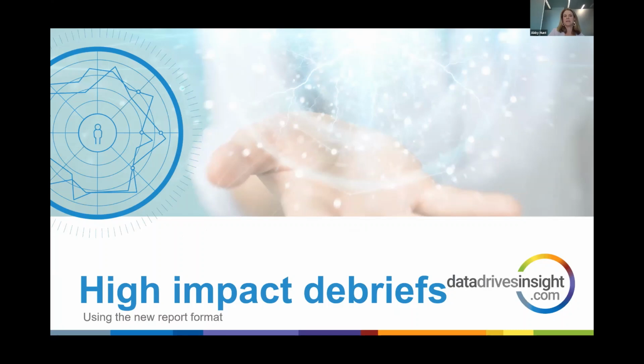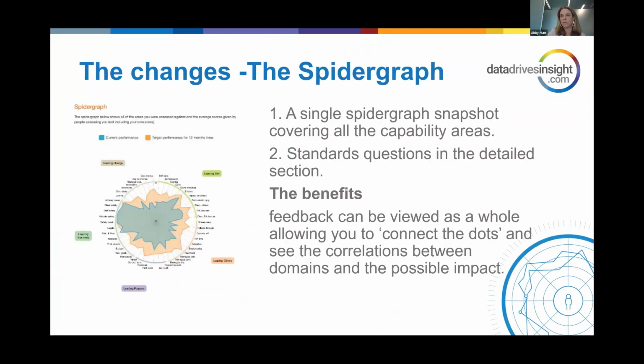Here we go. Okay, let's get straight into it. What we're going to show you here is a couple of things that we've changed within the new report. What we were finding is that some AP practitioners were using each of the spider graphs individually to go into the finer detail, but most weren't. So it was becoming quite a lot of data to go through, and we wanted to simplify it. So taking on feedback, we've been able to just use the overall one single spider graph snapshot that covers all of the capability areas.